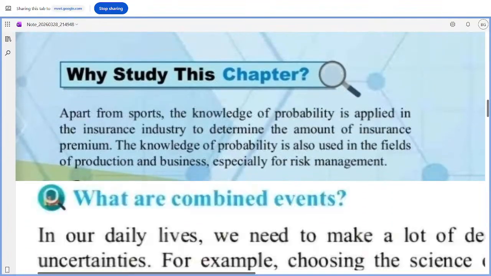Okay, so why do you study this chapter? Basically, they show you the example here. It's used to determine the amount of insurance premium, and then you also use it especially in risk management.